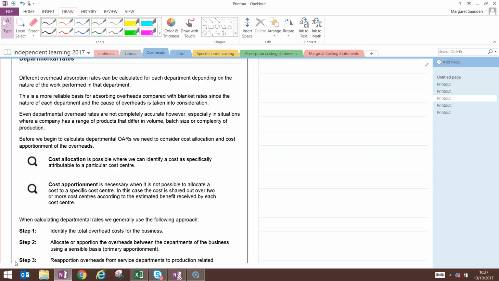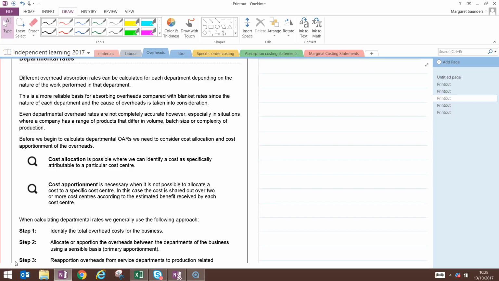So for example, Department A may use machines, and so we could calculate an overhead absorption rate based on machine hours, whereas Department B could be very labour intensive, and so a labour overhead absorption rate would be more appropriate. So it allows us to calculate individual departmental rates.